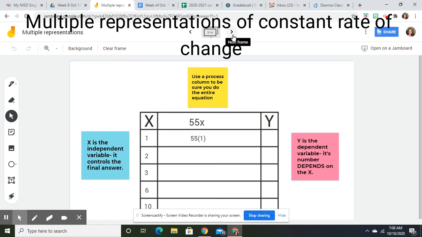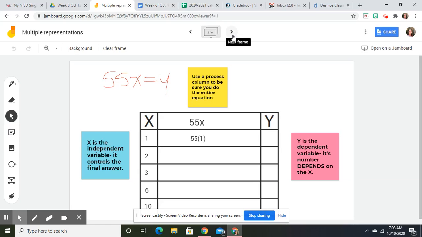Now, when we do a table, this is our equation we wrote on the previous page. The 55x is our process. Now, some boys and girls are getting confused and they're saying that it's 55 times. Yes, it is 55 times something. If you look at this table, it shows you right here that x is something we can change into any number. And so in the first one, it is 55 times 1. We are replacing the x with the first number. This is a process table. You should be familiar with this from a previous lesson in 6th grade.